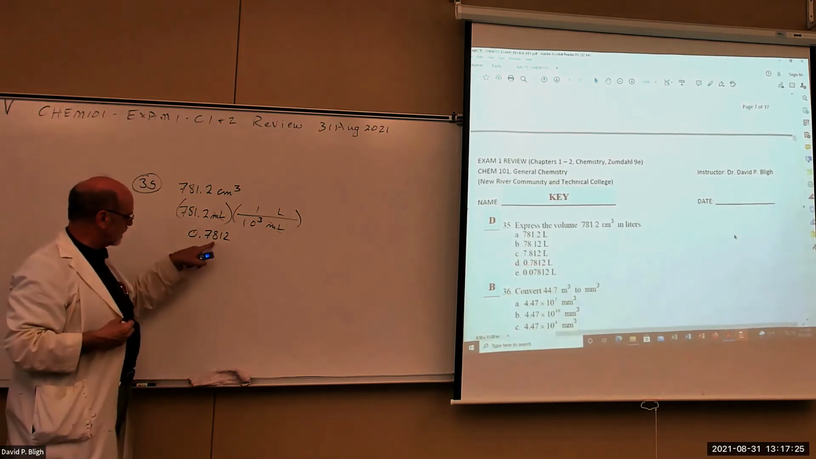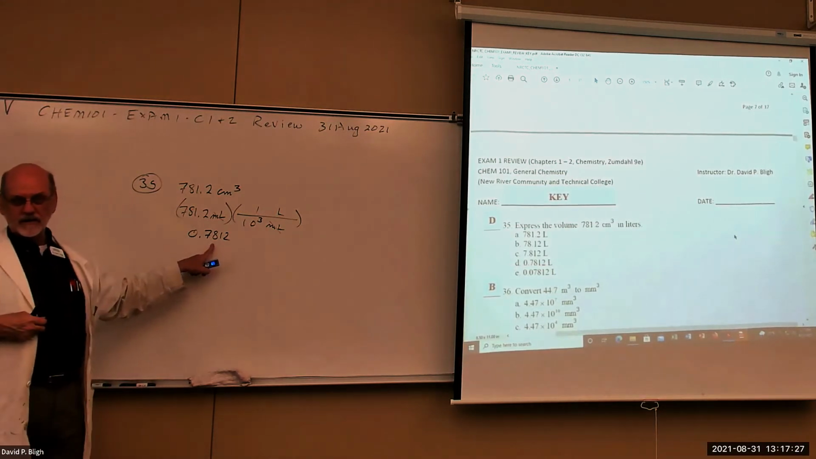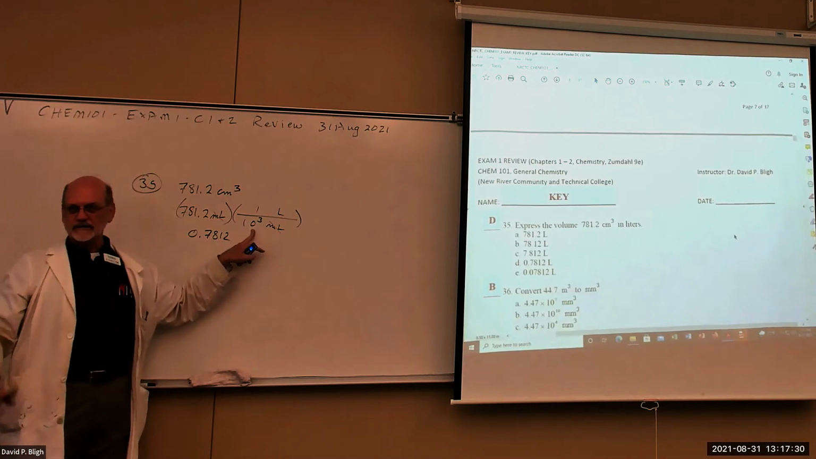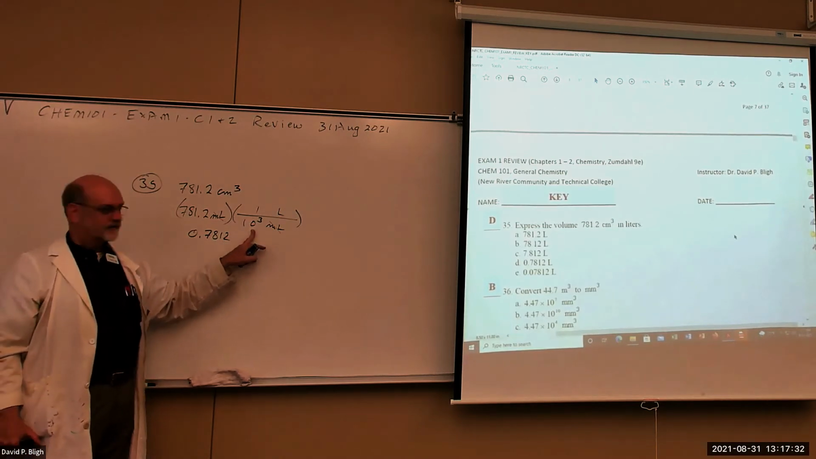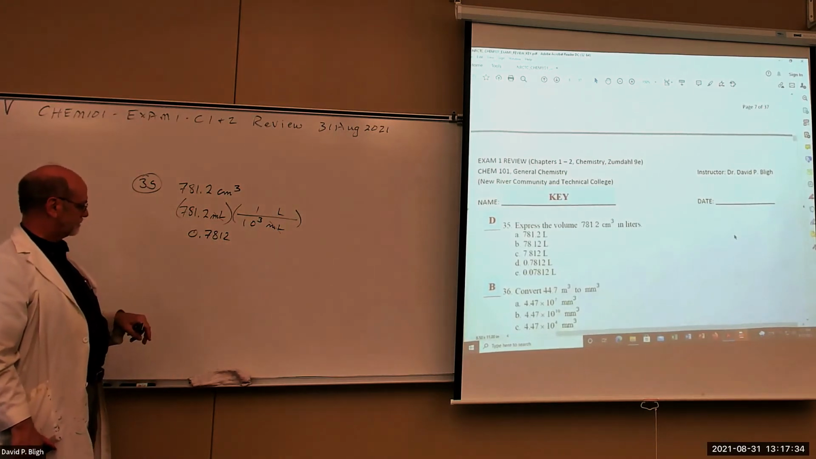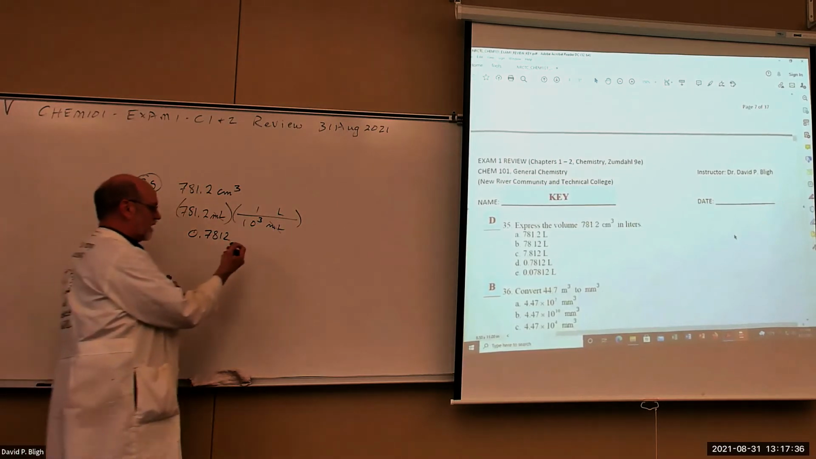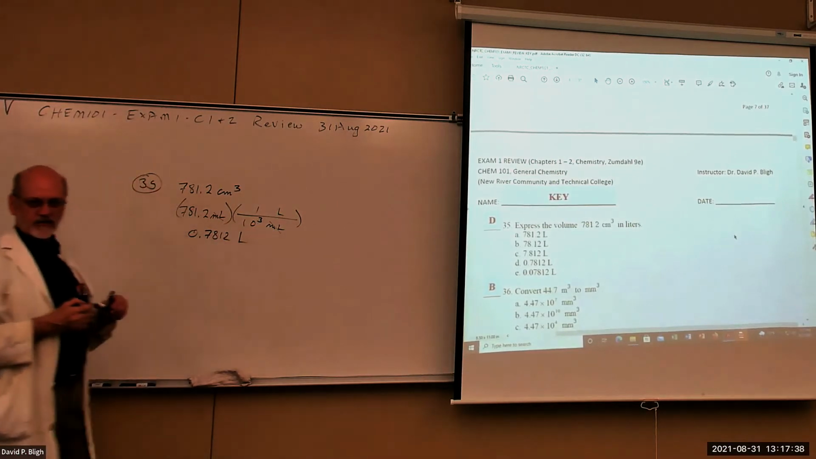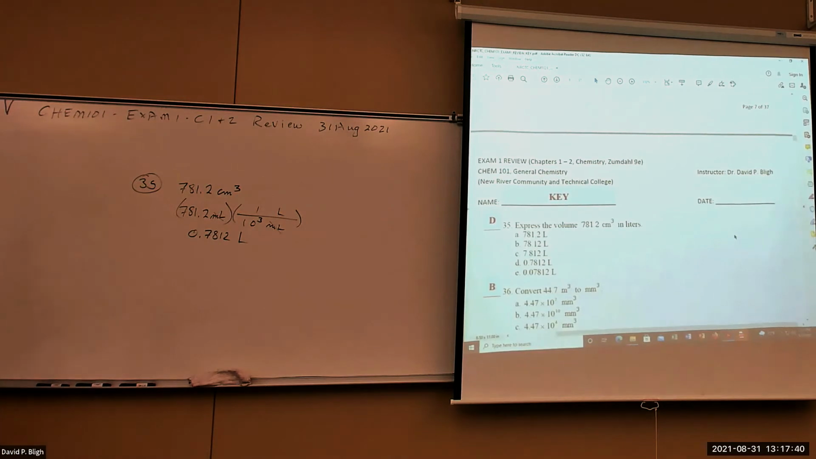Now, why can I keep all these? Because that's a conversion factor. It's infinite significant figures. Good. Forgot my unit of measure. Okay, 35. And let's go down to 37.